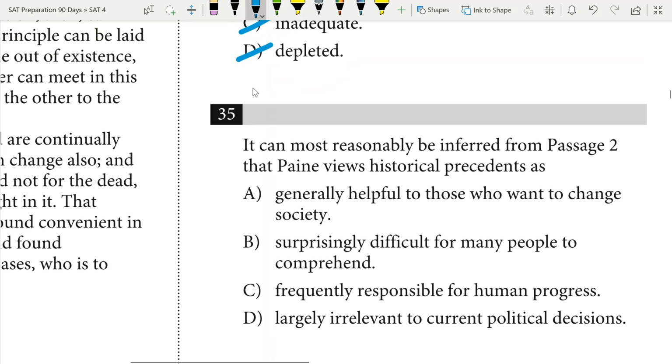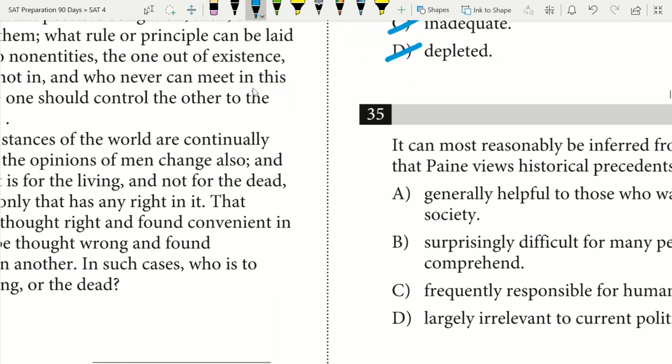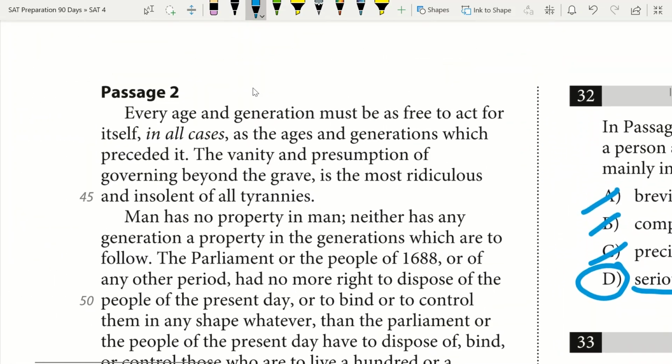35, it can be most reasonably inferred from passage 2. Okay, I see now I'm referring to passage 2, so at this point I read passage 2. So I'll go up, it's going to be on our screen right here.